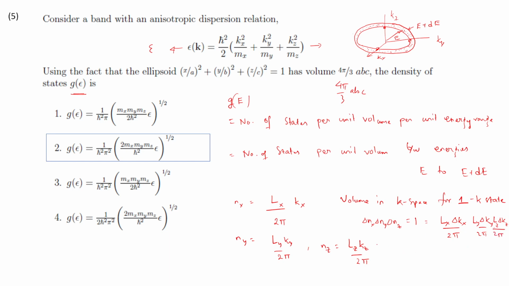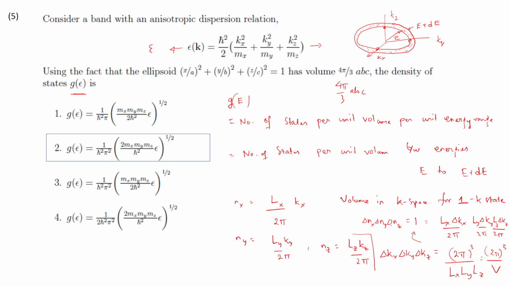So delta kx, delta ky, delta kz. This means this is the k space volume for one k state. So it will be 2 pi whole cube over lx, ly, lz, or 2 pi whole cube divided by the volume of the material. So this is the volume in k space for one k state.